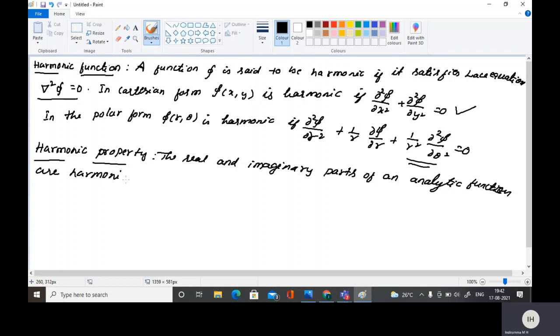So if f of z is a harmonic function, it means its real and imaginary parts, that is f of z is equal to u plus iv, u and v should be harmonic. How do we say u and v should be harmonic? If it is Cartesian form, this condition should be satisfied by u and v both. If it is in polar form, u and v satisfy these equations. So now we are going to obtain the results for the harmonic property in Cartesian as well as in polar form. I will go to the next page.